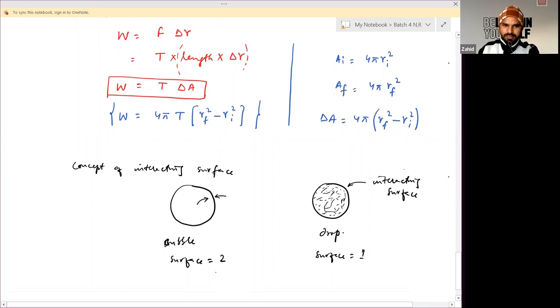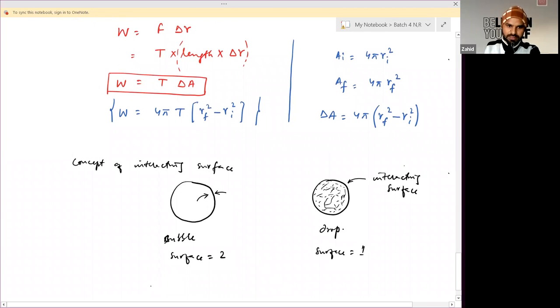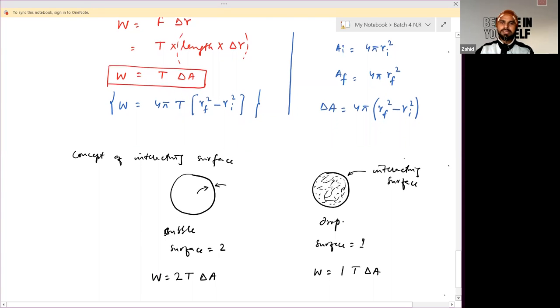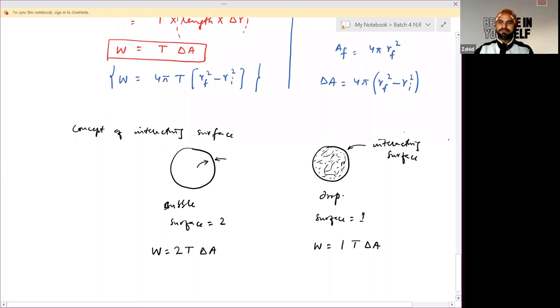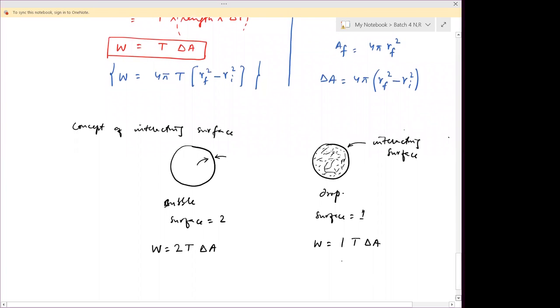So the above formula for these two different bodies will be like work done equals T times surface area or change in surface area, just multiplied by the amount of interacting surface. So for a bubble it will be multiplied by 2. But in case of drop, since it has just one interacting surface, it will be 1 times T into delta A. Itisham, is it clear? Yes. Okay.